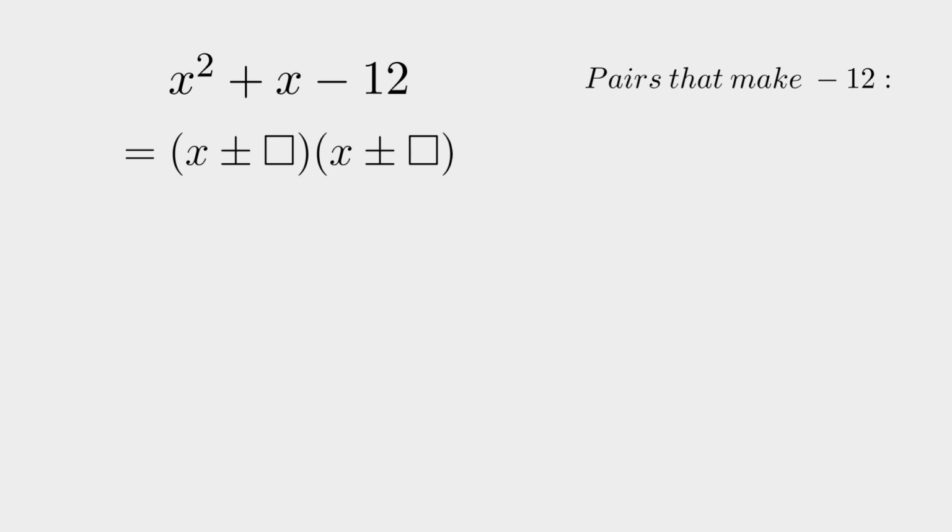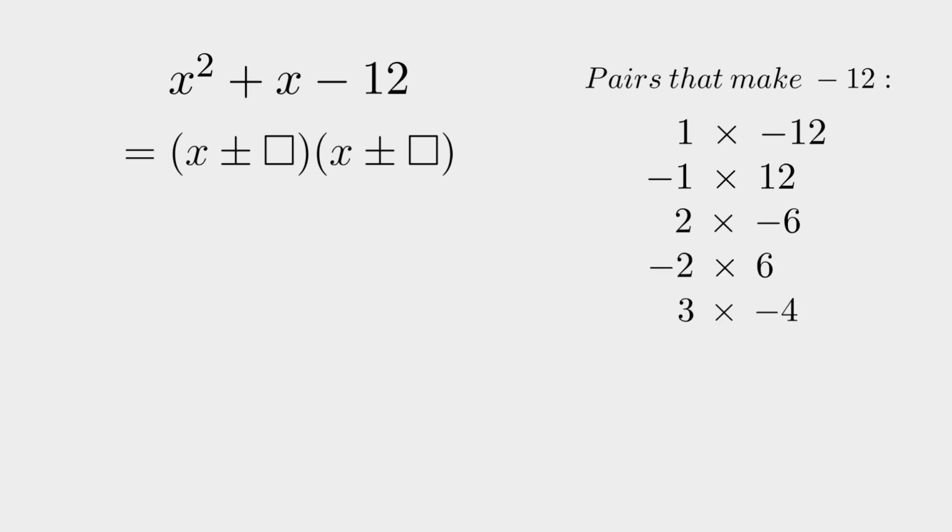1 times negative 12 is negative 12. Minus 1 times 12 is negative 12. 2 times negative 6 is negative 12. Negative 2 times 6 is negative 12. 3 times negative 4 is negative 12. And lastly, negative 3 times 4 is also negative 12. And there we have all of our sets of numbers. Now, shift your focus to the coefficient of x, which is 1, because x is the same as saying 1x.